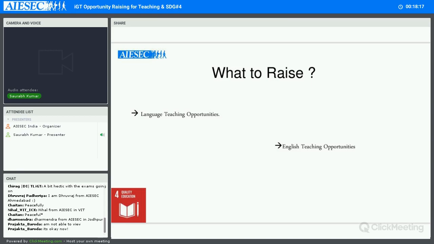These are the only two sectors where we can meet these demands and supplies. For language teaching opportunities, you can go to institutions, coaching centers, even colleges, and tell them that we can provide language teachers who can come here and teach for one year or six months, or whatever their period. Only these kinds of opportunities you can raise. And the other thing is English teaching opportunities, and that's what we are going to focus on.